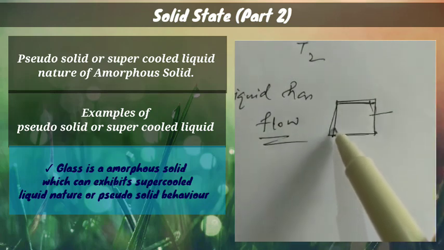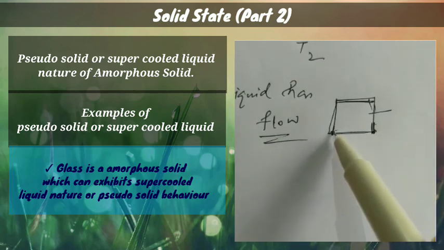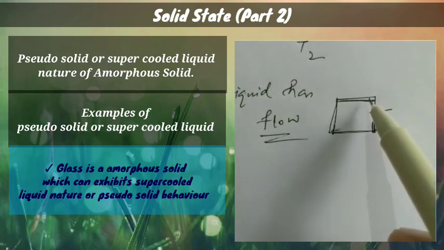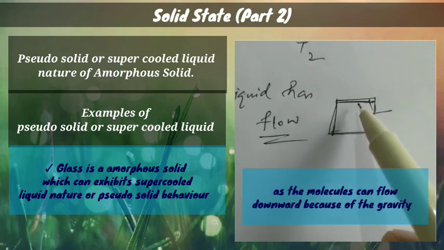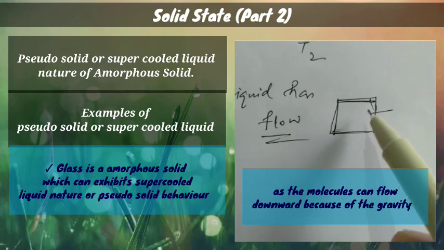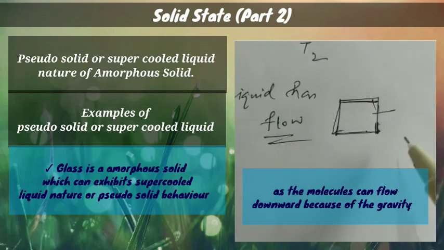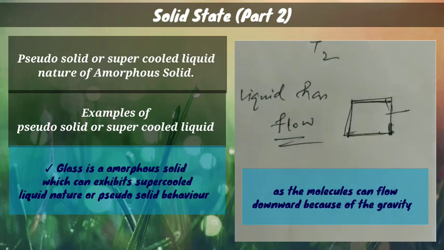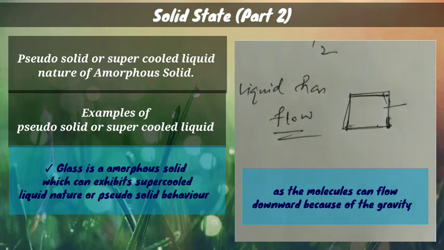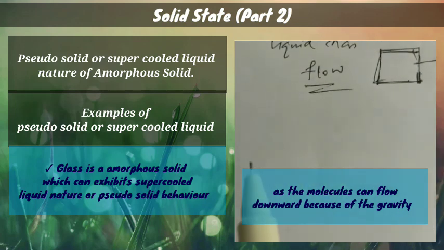You can see that the lower part of the glass will be slightly thicker than the upper side, because the constituent of the glass will flow from the upper side to the lower side because of gravity. But this is a very, very slow process. So we can actually term this amorphous solid a pseudo solid.